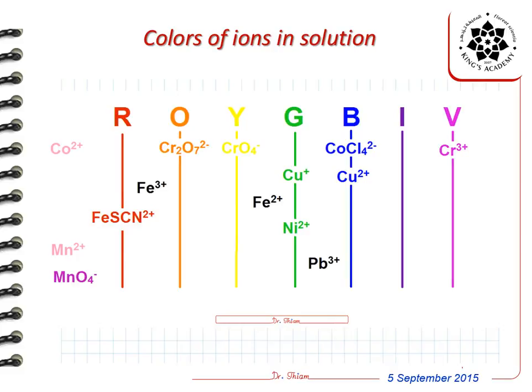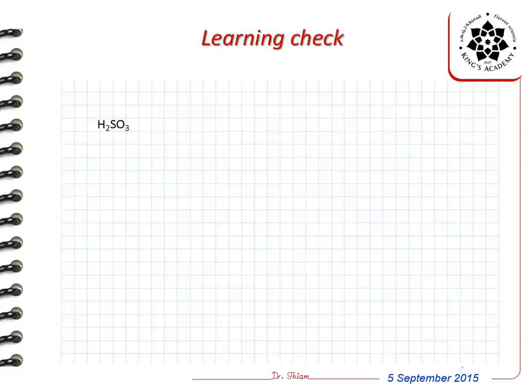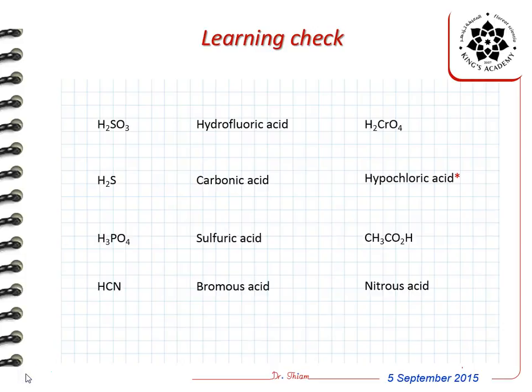Okay, just a reminder that I wanted you to learn the colors of some common ions. Moving on, learning check. Can you name this acid? And can you write the formula of this acid? Can you name this acid? Can you give the formula of this one? Okay, so this is something that you should do right now, and the rest of it we'll do in class. So let's take a look at the rest of it. There you go. This is what it looks like. So we'll be doing this and much more in class. So I will see you then.